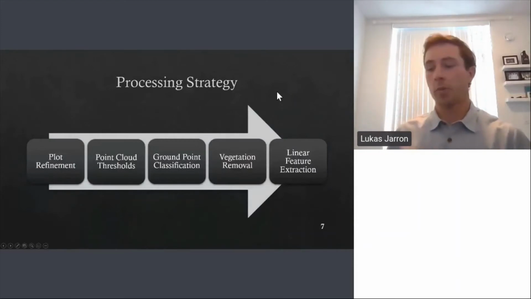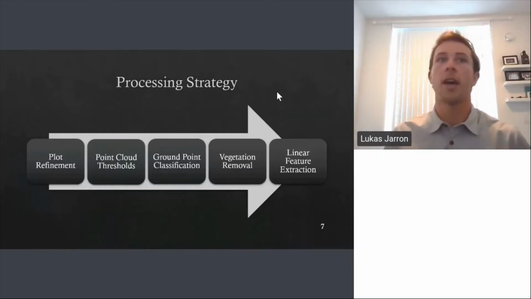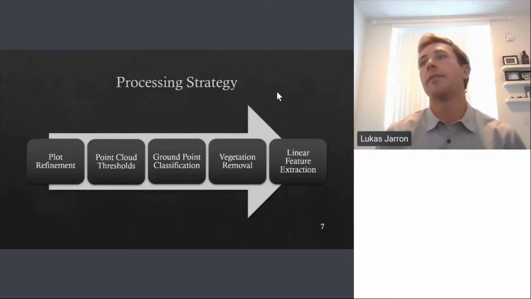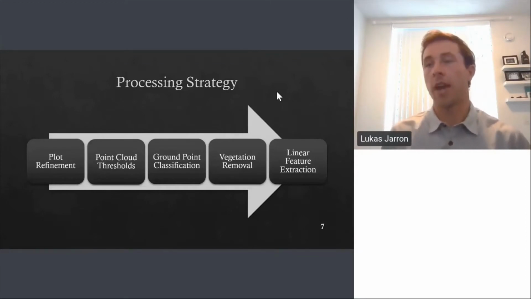So now moving on to my actual processing strategy. It was essentially a 5-point strategy where I first focused on plot refinement and then height thresholds. Then I went on to picking the most appropriate ground classification algorithm, then on to trying to remove the vegetation that still exists at the forest floor level, like the understory. And then finally, I moved on to linear feature extraction and digitizing these points into line segments that we could measure and quantify, and then eventually map.